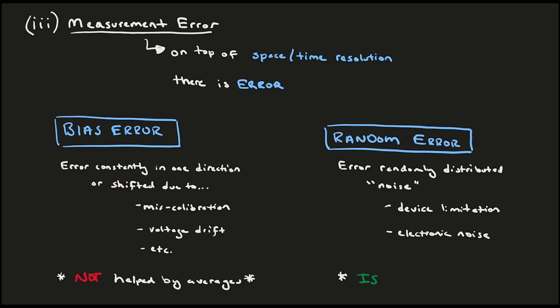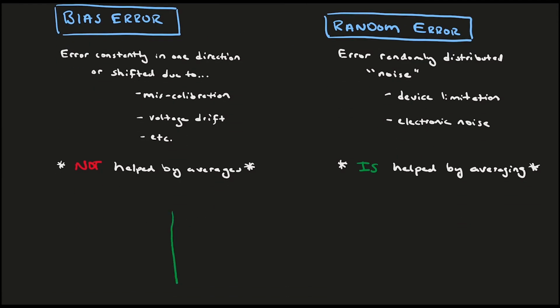The noise is helped by averaging. If you were to take longer and longer time averages, you would converge to the real value at that point. In practice, this noise is how you determine how long you should be taking data and averaging it.